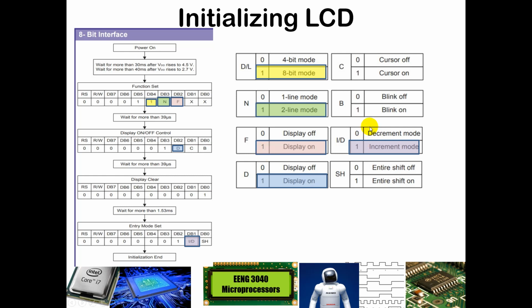And then we're largely going to be dealing with increment mode, which means we're going to be incrementing to the next position in RAM, which moves us every time we put a character to the next character to the right. And then the SH is whether you want to have the entire shift on or off. So this is basically if you put out text and it fills up all 16 characters on a line, and then you continue, do you want to just shift everything over so you can continue to display the next character that comes in?